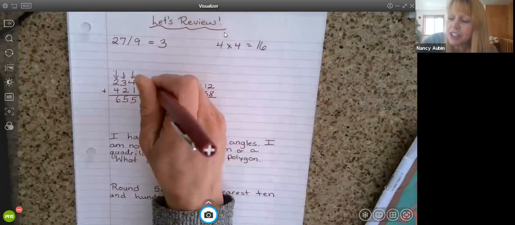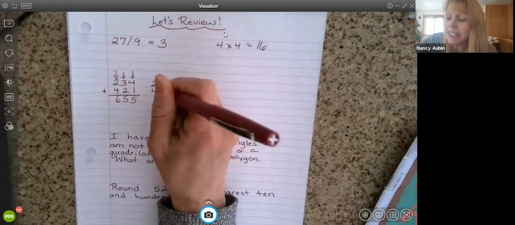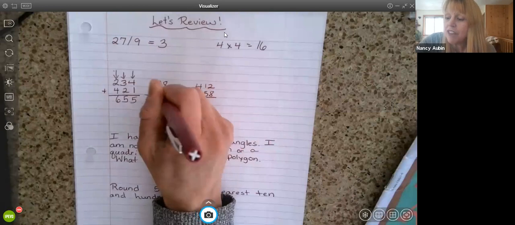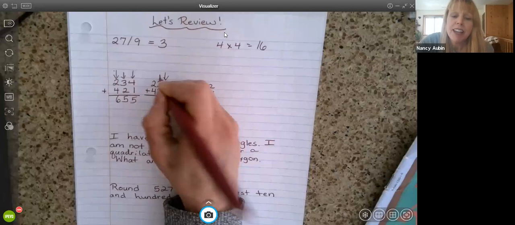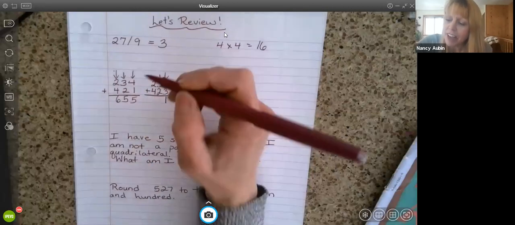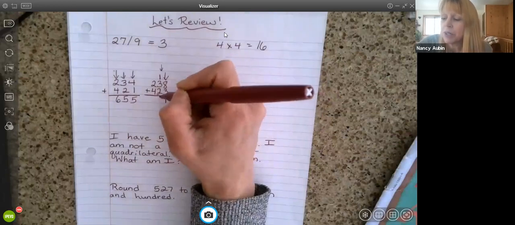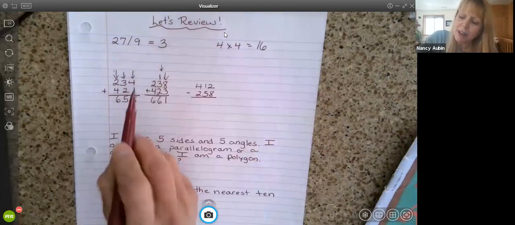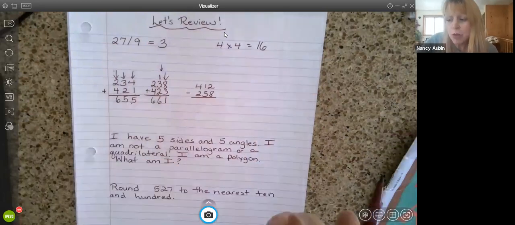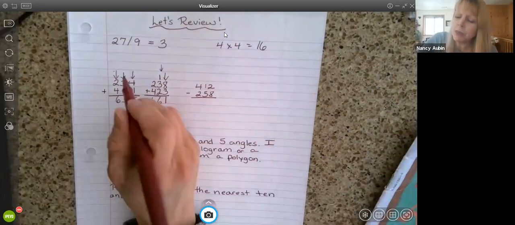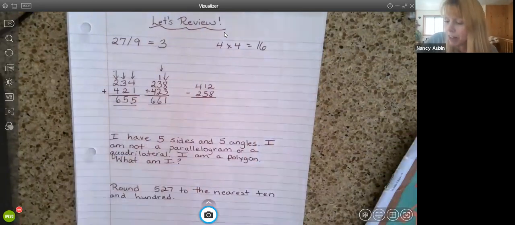If I had 238 plus 423, if I added 8 plus 3, that would be 11. I would have to make a new group. And that's what we've been doing a lot of. Then adding 1 plus 3 plus 2 makes 6, and then 2 plus 4 equals 6. The difference here is if you have 4 plus 1, it only equals 5. It's not greater than 9, not 10 or more, then I don't need to make a new group. I just wanted to remind people that some of you were adding a 1 for no reason. So we have to be careful that we don't do that.